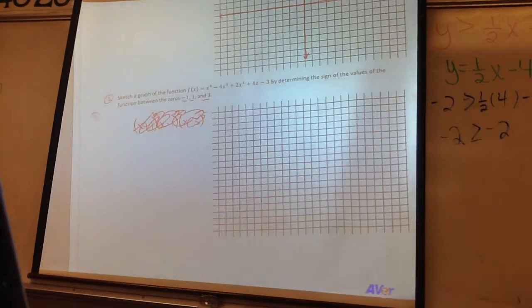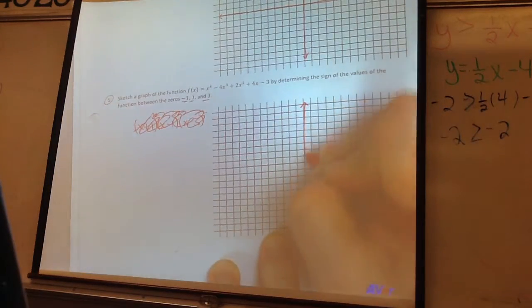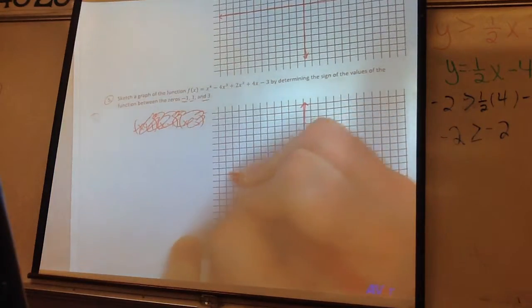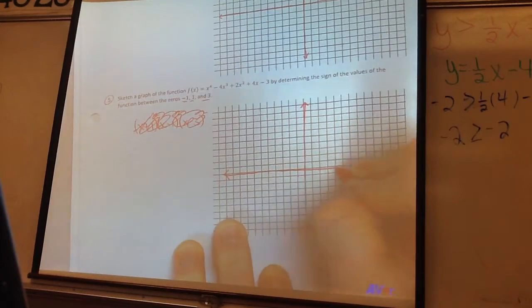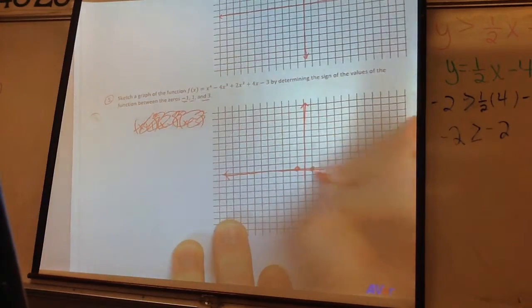You're going to have to check the signs between zeros. So you're going to have to put your x-intercepts on there: -1, 1, 3.